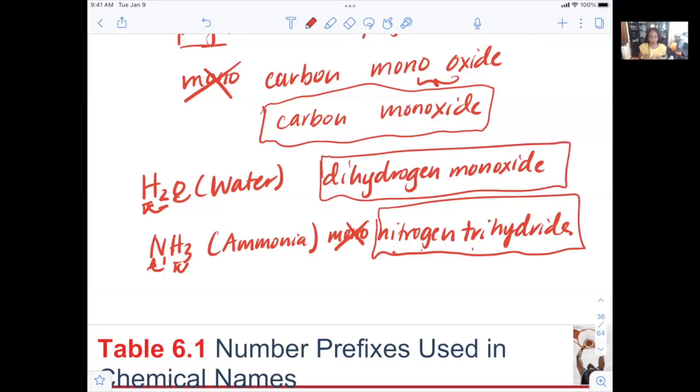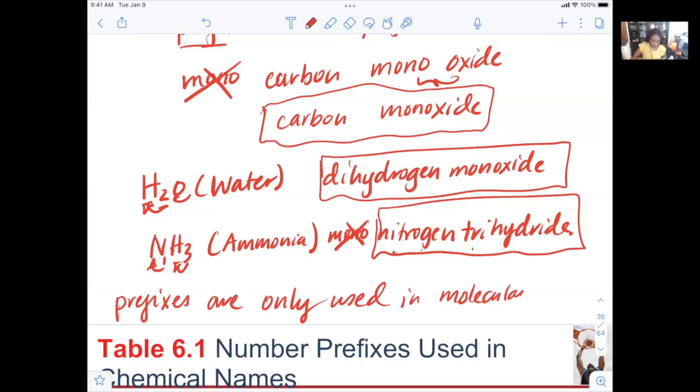Okay. What is the summary of this rule? Prefixes are only used in molecular compounds. Only. So when I was going over the lab video yesterday, you noticed that when I was looking for a molecular compound, I was looking for the prefix. And where was I looking for the prefix? I was looking for the prefix before the second element. Why wasn't I looking for it here? Because remember, if the prefix is mono, it's left out.